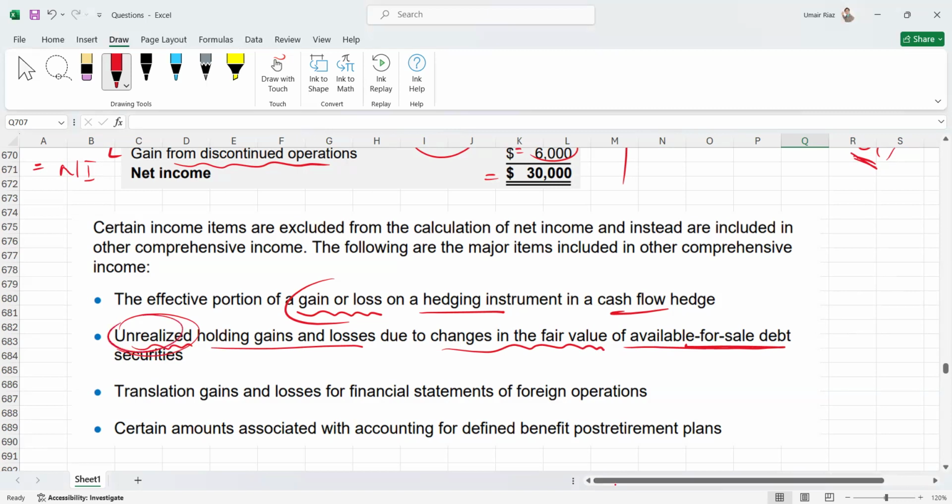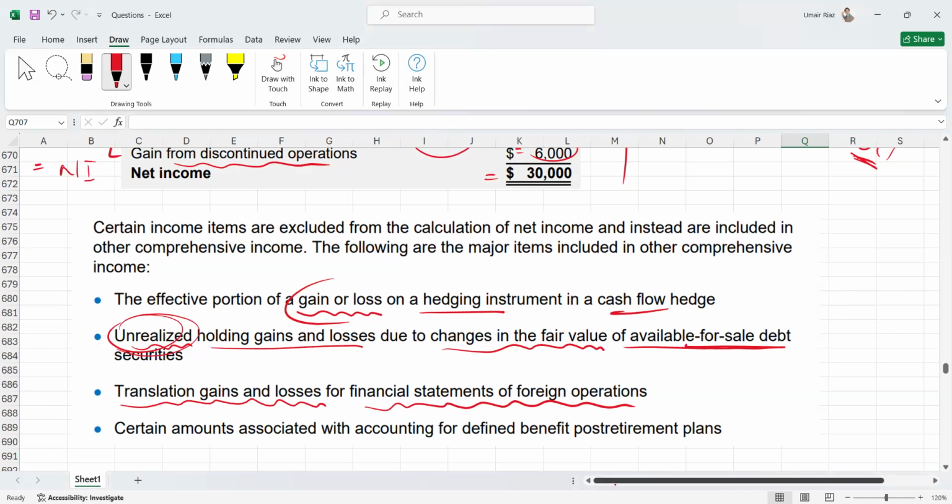And their unrealized gain or loss will go to the OCI. Then translation gains or losses for financial statements of foreign operations. If you have foreign operations or subsidiaries in foreign countries, when we convert their financial statements to our reporting currency, due to changes in exchange rate, there could be a gain or loss that will also be reported under OCI.